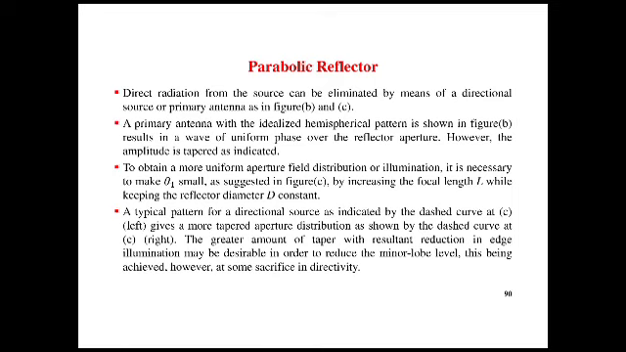Direct radiation from the source can be eliminated by means of a directional source or primary antenna. A primary antenna with an idealized hemispheric pattern results in a wave of uniform phase over the reflector aperture. Hence, the amplitude is tapered as indicated. To obtain a more uniform aperture field distribution, it is necessary to make theta 1 as small as suggested in figure C by increasing the focal length while keeping the reflector diameter. A typical pattern of a directional source is indicated by the dashed curve. It gives a more tapered aperture distribution as shown in the dashed curve.